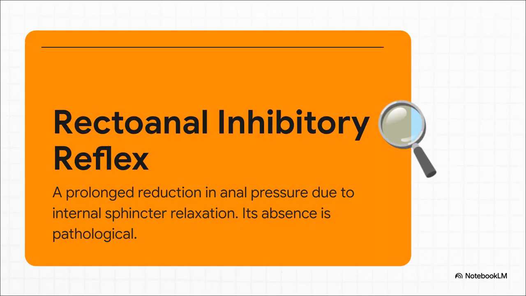One of the most critical reflexes we check is the rectoanal inhibitory reflex, or RAR. Normally, when the rectum stretches from stool, the internal sphincter should automatically relax a bit. If that reflex is absent, it is a major red flag. It's the classic finding in Hirschsprung's disease, and it can also point to other nerve-related issues.